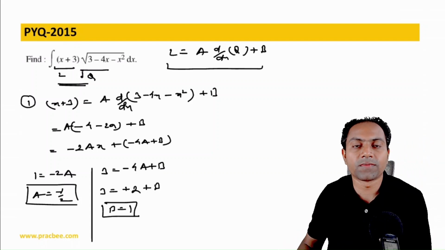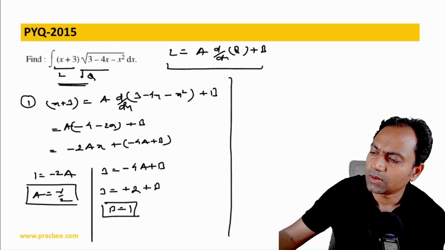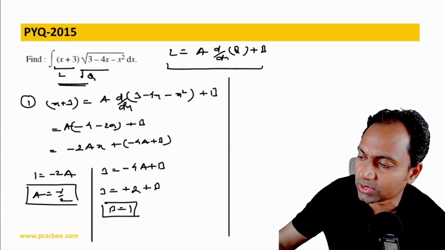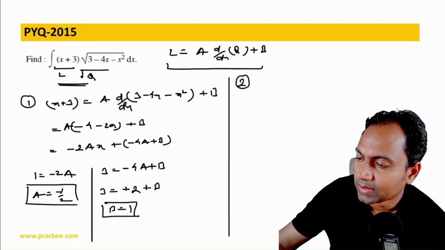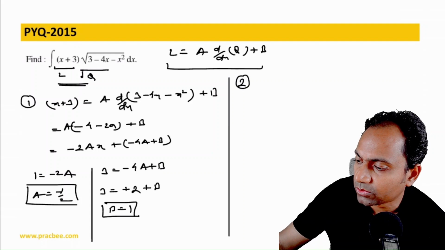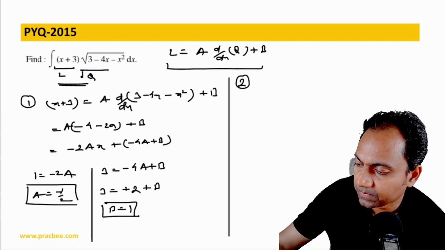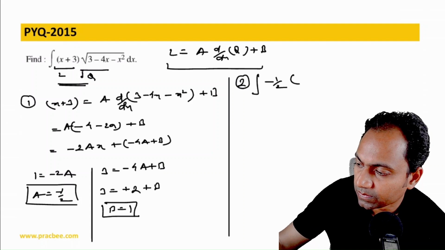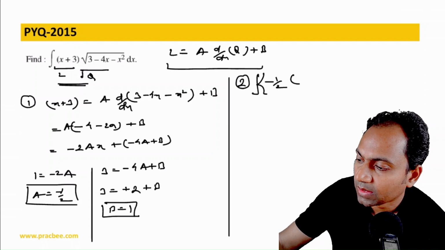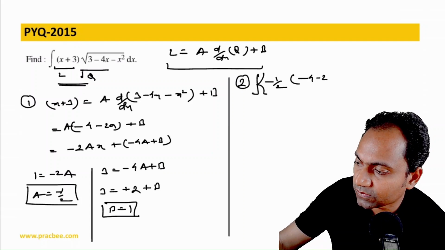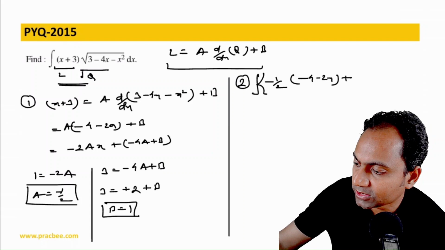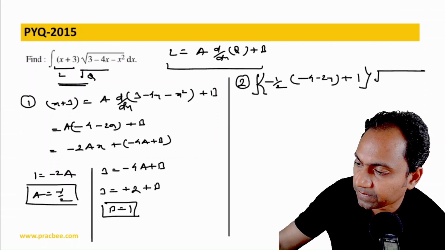Now once you have figured out the value, the second part is to write this simplification and get to the answer. So in the second part, I can split this x plus 3 into 2 parts. I can write this as a, that is nothing but minus 1 by 2 into, I'm writing this as nothing but derivative of denominator, that is nothing but minus 4 minus 2x plus b, and b is nothing but 1. And then we have this quadratic 3 minus 4x minus x squared, dx.